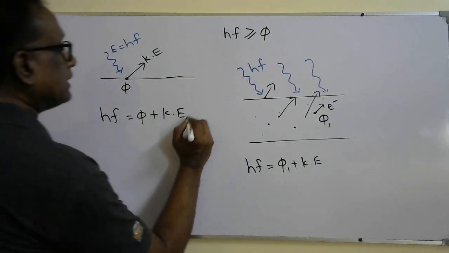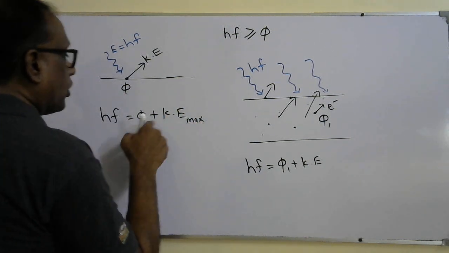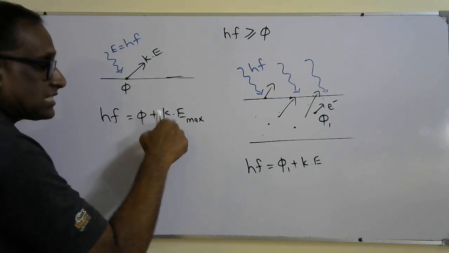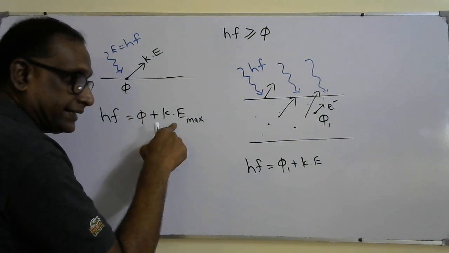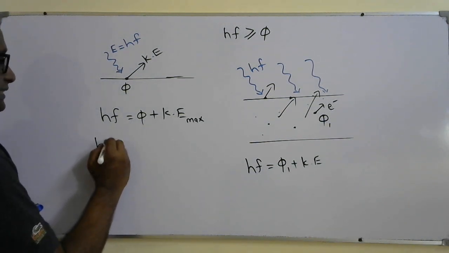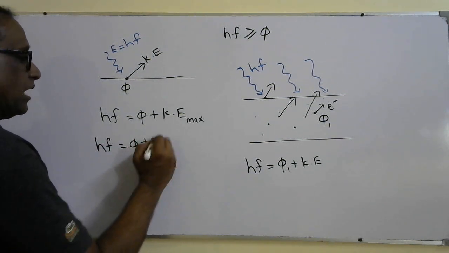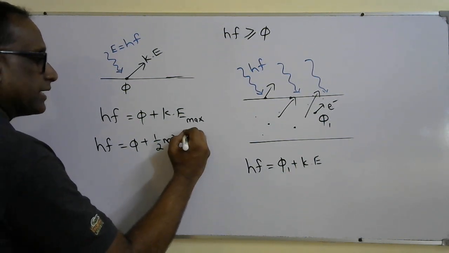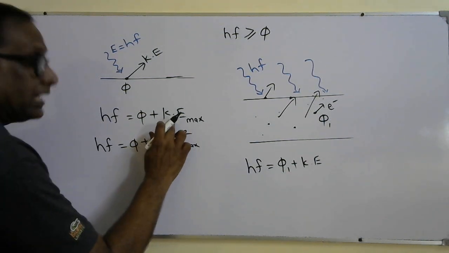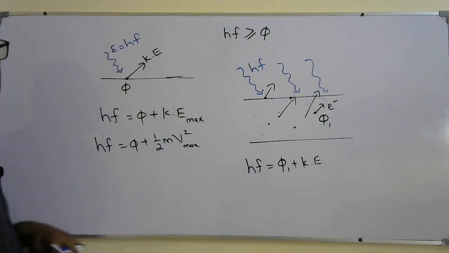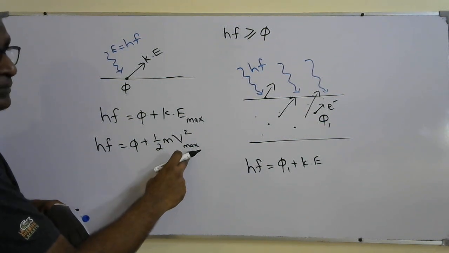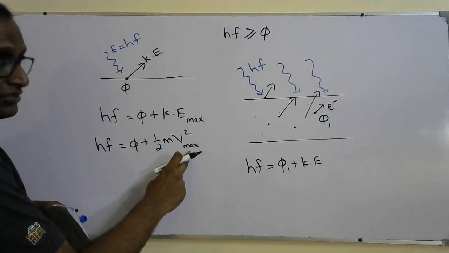That's the reason we put this as KEmax, because this is applicable only for surface electrons. The surface electrons will have the maximum kinetic energy. So we can write hf equals phi plus half m v max squared. Some books write m as the mass of the electron released from the metal, and v max is the maximum speed of the electron that belongs to the surface.